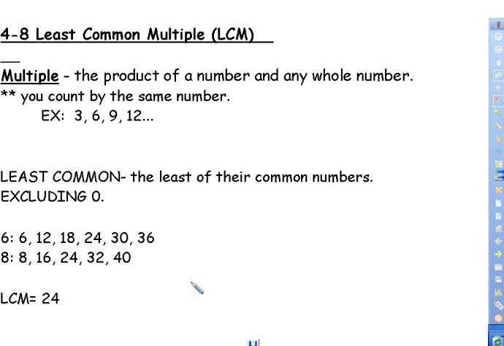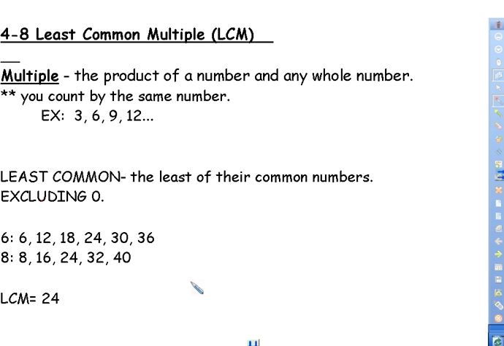It is going to be section 4.8, least common multiple, which we often call the LCM. We are talking about multiples, so that's the first thing that we're going to discuss. First of all, why don't you go ahead and hit pause and copy this information down. So go ahead and do that.